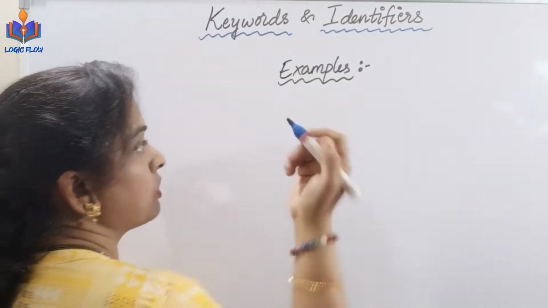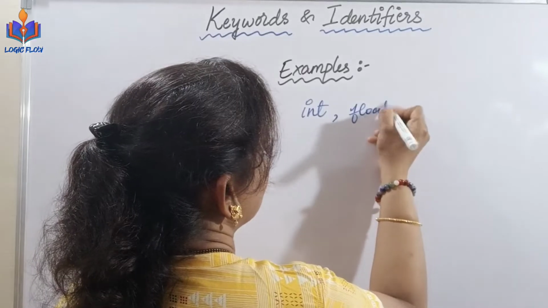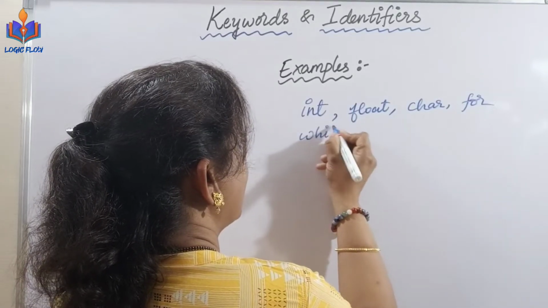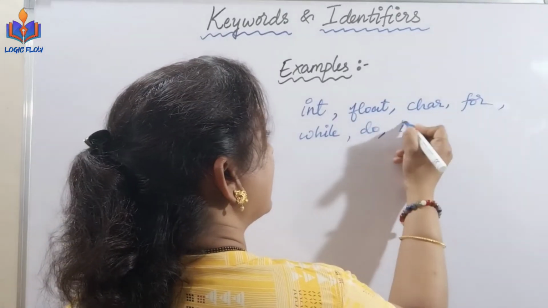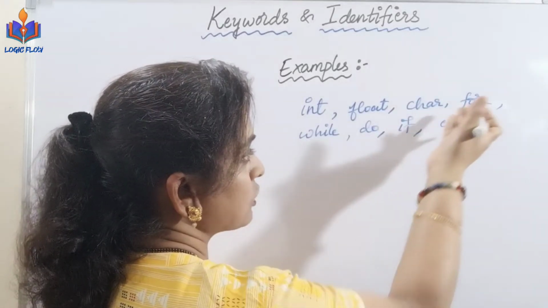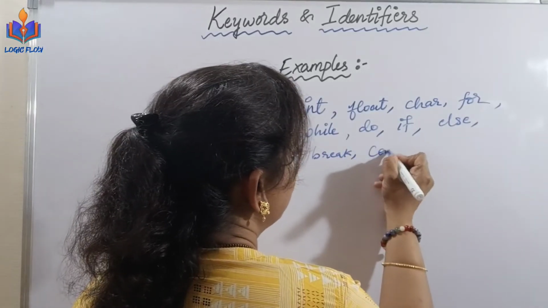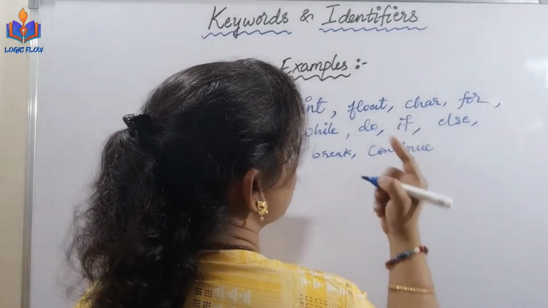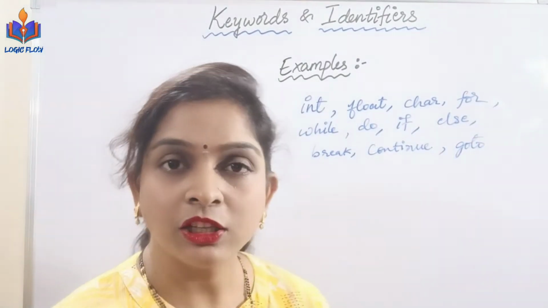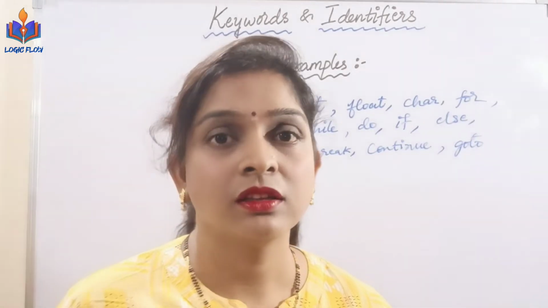Let me list a few keywords here. For example, int, which is used to represent the integer data type. I say float, char, then for, while, do, if, else. Like this you have many keywords. All of these are keywords used for control statements, and the earlier ones are for data types. And say I use break statement, continue. You can observe that all these keywords are in lowercase. And goto. Like this you have many keywords. You'll get to know about all these keywords one by one in the coming videos.